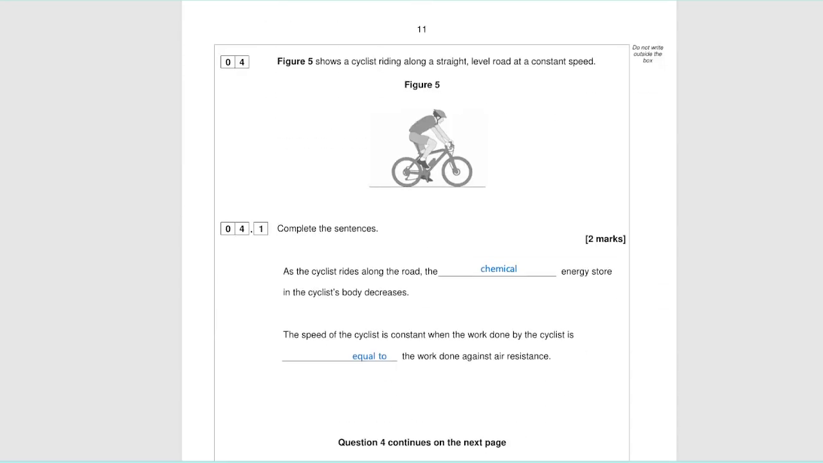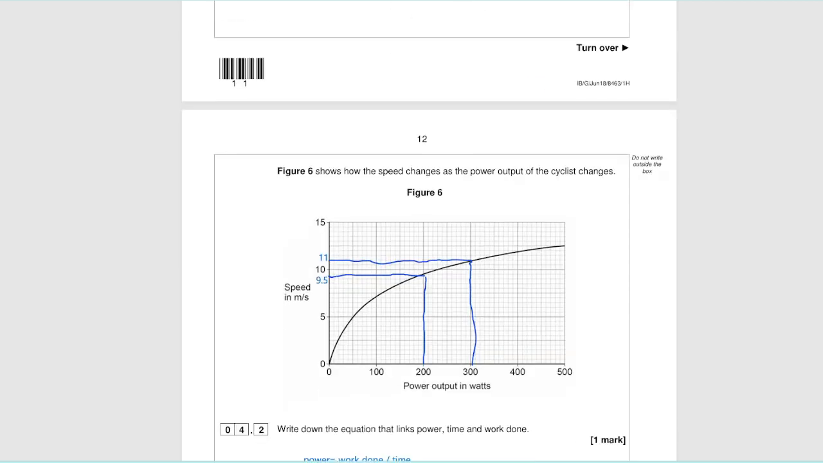Now, on question 4, figure 5 shows a cyclist riding along a straight level road at a constant speed. I'm asked to complete the sentences. As the cyclist rides along the road, the chemical energy stored in the cyclist's body decreases, and the speed of the cyclist is constant when the work done by the cyclist is equal to the work done against air resistance. Because for their speed to be constant, the work done pushing them forwards would have to be equal to the work done pushing them backwards by air resistance, leading to there being no resultant force and them keeping a constant velocity.